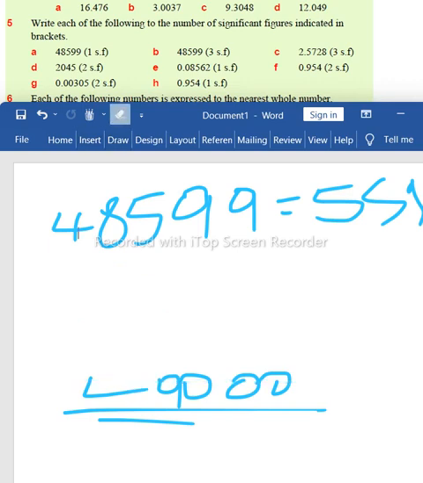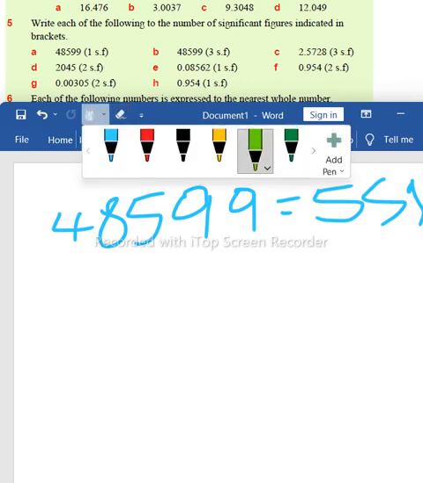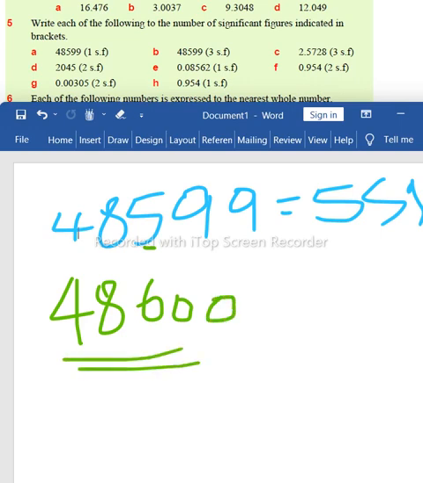And later under letter B, it says the same number but to 3 significant figures. This is the same number. Let us put 3 significant figures, up to 5: 1 2 3. So we have 4 8 8, and the nearest number to 5 is 9. 9 is greater than 5, so we make this 5 a 6 by adding 1. We make 486 0 0, 48600. So this is 3 significant figures of this number.